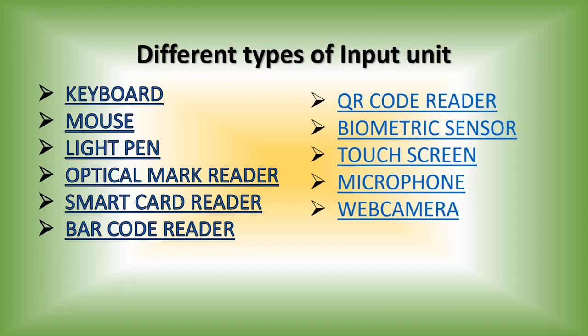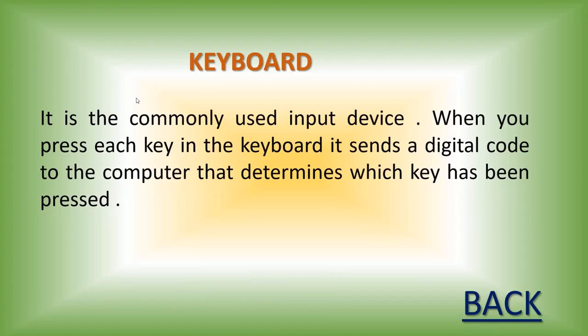So first we can look at the keyboard. The keyboard is the commonly used input device. When we press a key on the keyboard, it automatically converts that key into an electrical pulse, which is then converted into zeros and ones format, and then transmitted to the computer. It converts that key into a digital code, which means a zeros and ones format, which is then transmitted to the computer. Once again, I'll repeat.